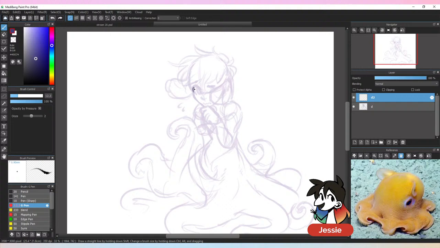So some of my friends have come up with the genius idea to create just their own tentacle brushes with that pattern.